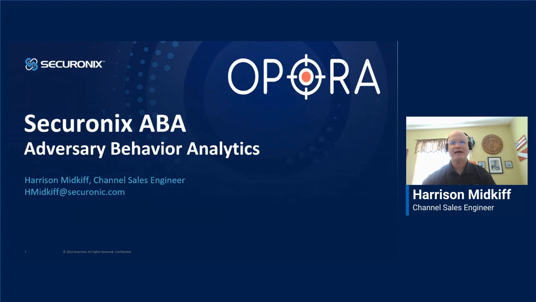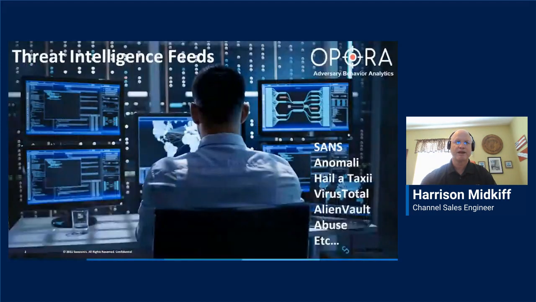Today, I wanted to go over adversary behavior analytics and how Securonix integrates with Opora in order to bring this intelligence into the Securonix solution. Now, threat intelligence feeds, what are these? You're probably familiar with SANS, Anomali, AlienVault, and so forth, and these are great intelligence feeds for bringing IOCs into the environment. But these are all post-mortem after an attack has happened.